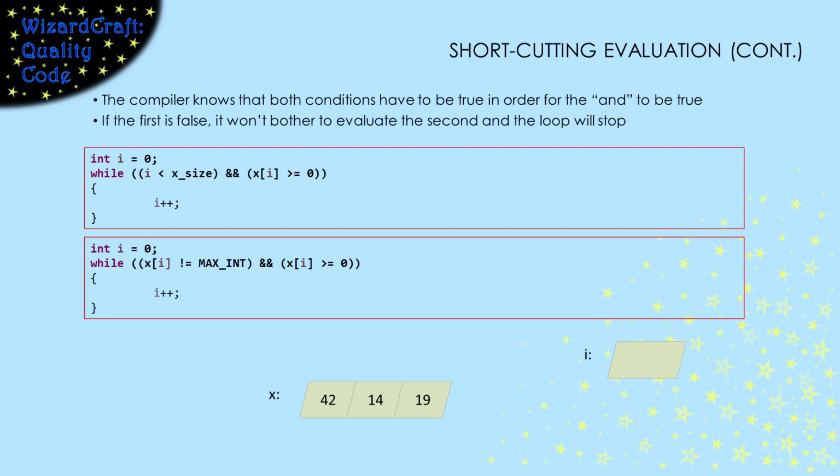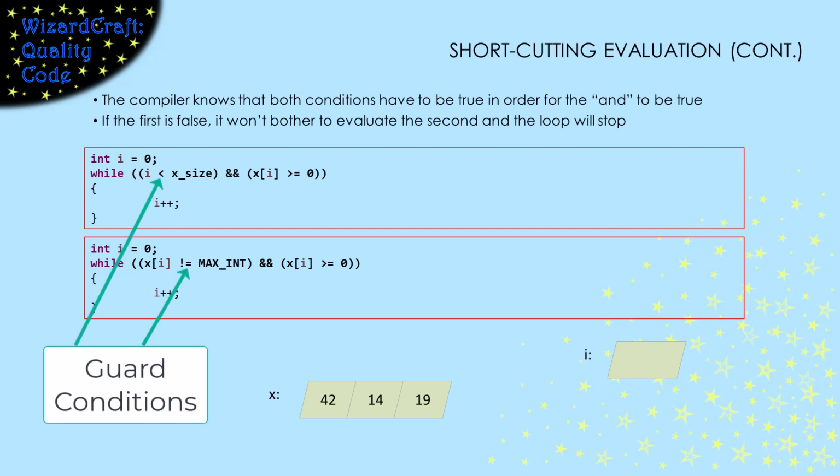Similarly, if we track the end of the array by storing a flag right after the last position, we can compare x sub I to that flag. If we've hit it, the first operand of the and will be false, and the compiler will know to stop the loop. These extra terms in our condition are called guard conditions, and they help us stop the loop before we wander off the end of the array.